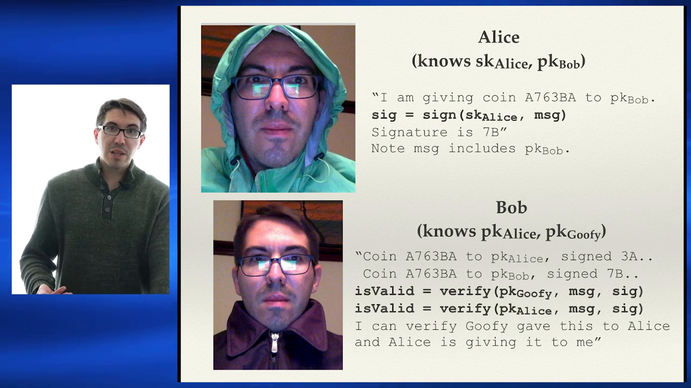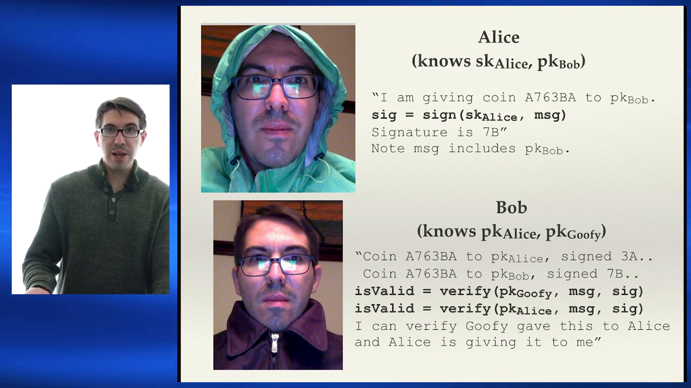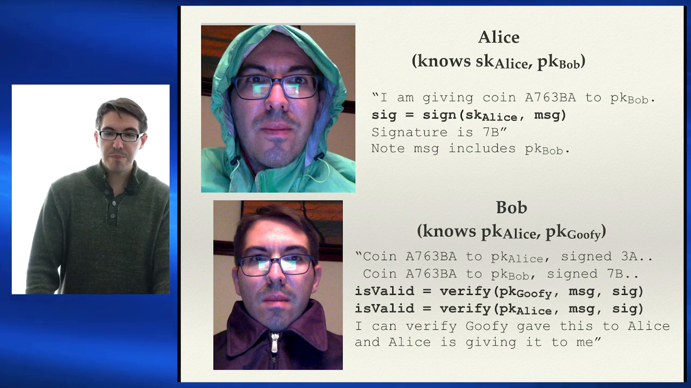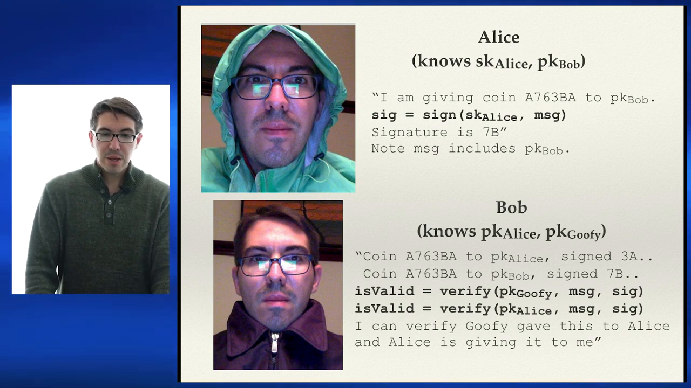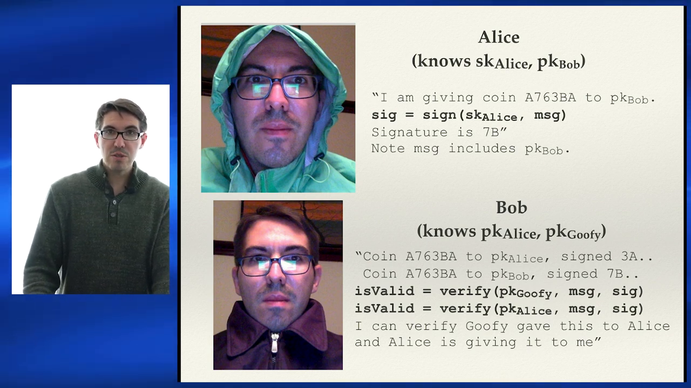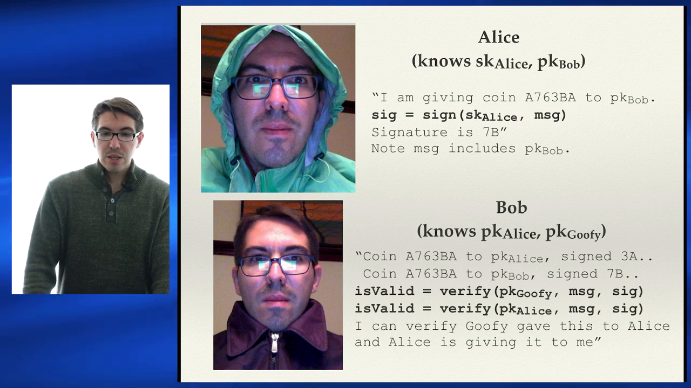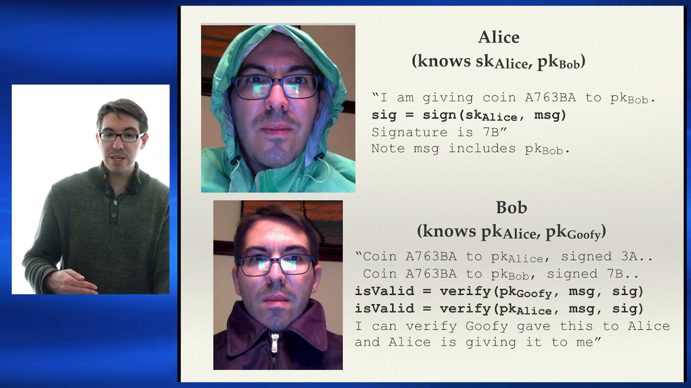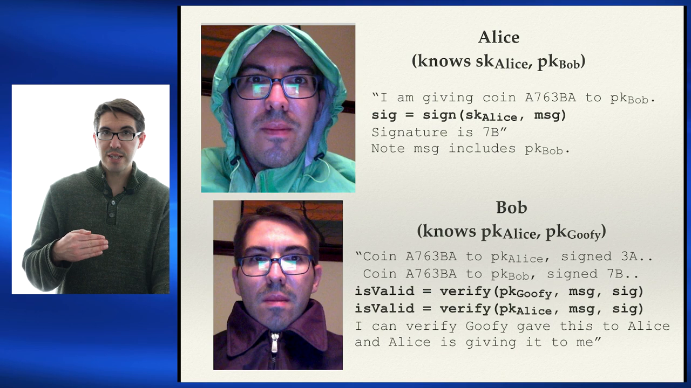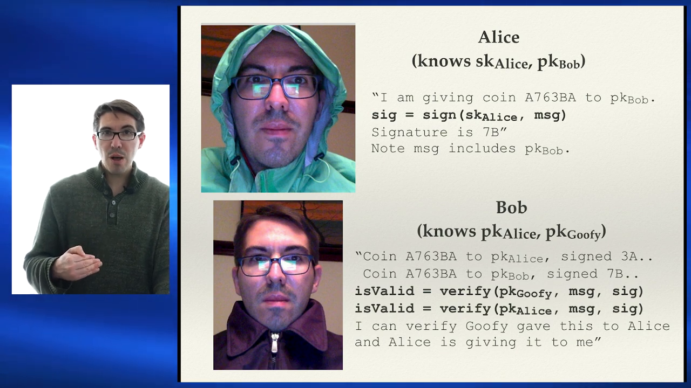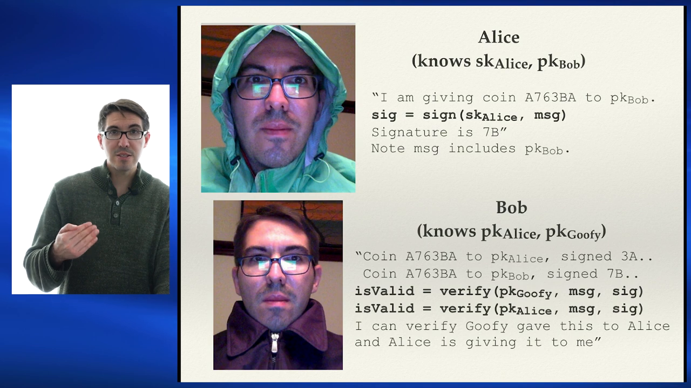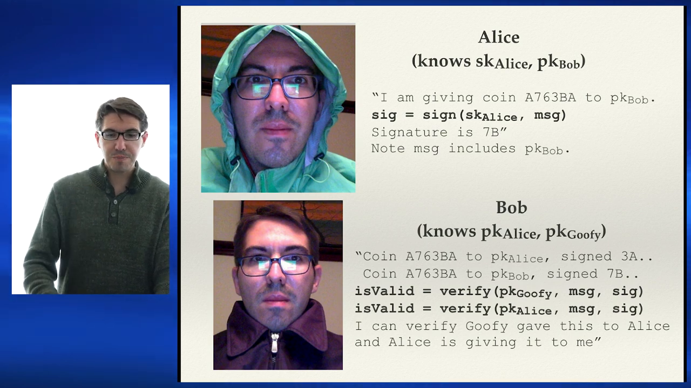So now Alice would like to give her Goofy coin to someone else. So she's going to give it to Bob. She creates a transaction saying that she is giving coin A763BA to the public key of Bob. So she signs it with her secret key, and the message includes the public key of Bob. So Bob can now verify not just the transaction sending it from Alice to Bob, but also the transaction sending it from Goofy to Alice, since all of this is going to be publicly available information.